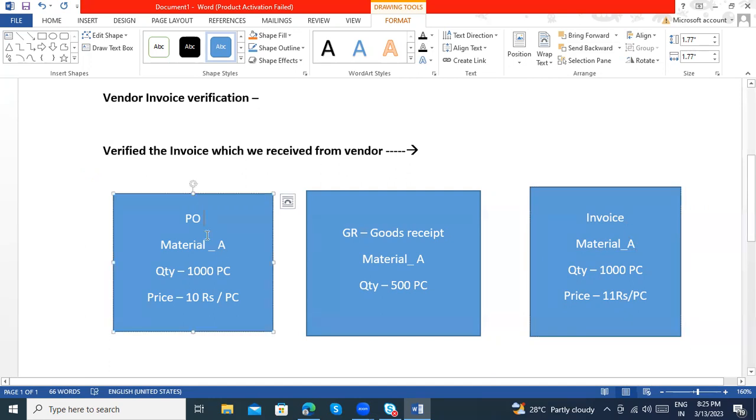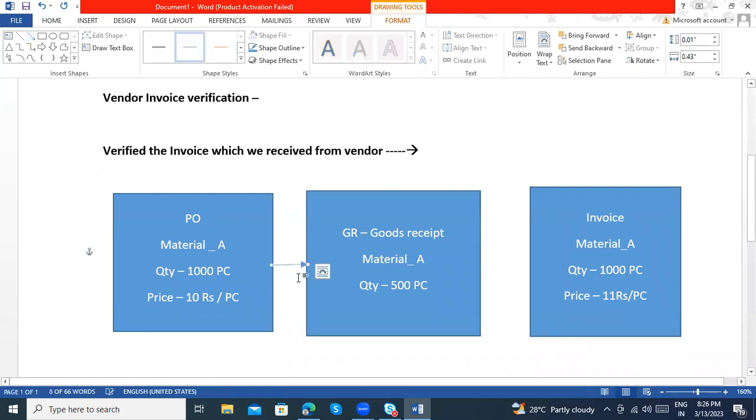Since I'm creating the purchase order and receiving the goods receipt, if I am not verifying the invoice and the finance team is verifying it, they will come back every time asking how much was received and what price you agreed. I got 11 rupees and they're saying 1000 pieces, but did you receive all? So all this verification again, there will be a two-way match. The finance team will contact the material management team and ask each and every question. So instead of that, we verify it ourselves.